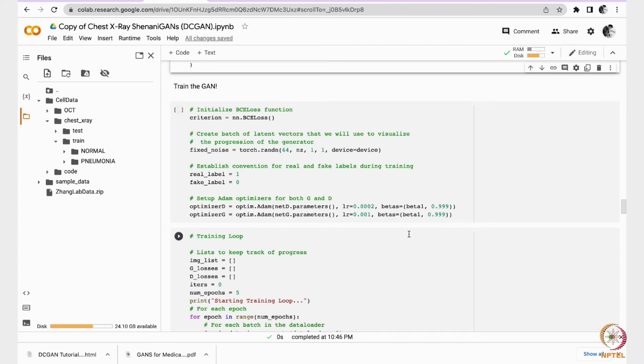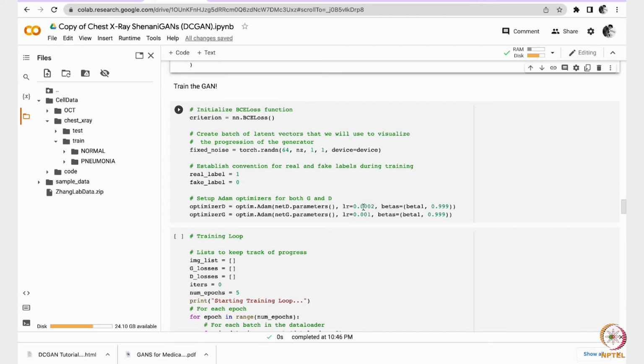Focus on the generator; later on you will understand. The real label is 1, with an optimizer for the discriminator. See here, I have changed the value. Earlier, in the discussion, I told you both learning rates were kept at 0.0002 and 0.0002. But here, after playing around with the values, I found that this value gives somewhat better hyperparameter behavior, so I have kept this one.